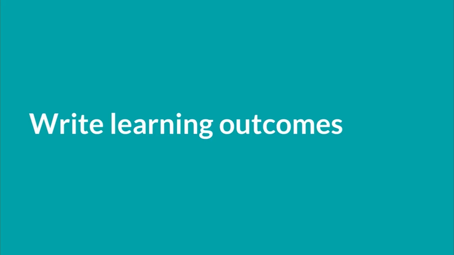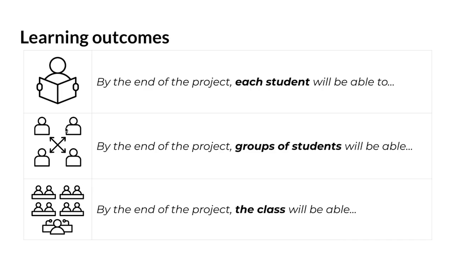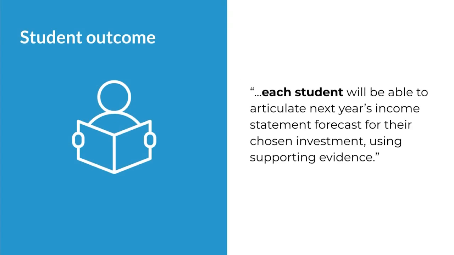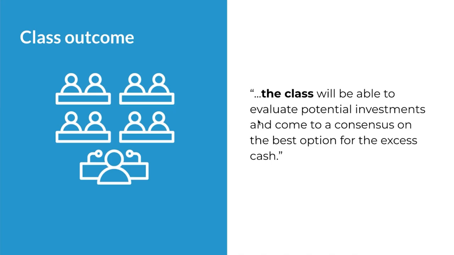Outcomes are what you expect students to achieve by the conclusion of the project. Unlike individual assignments, group projects have several learning outcomes at once, including outcomes for groups and even the class as a whole. For example, the student outcome for this assignment is, at the conclusion of the project, each student will be able to articulate an income statement forecast and provide evidence. Whereas groups will give a presentation featuring key metrics to persuade investors. Finally, the class will evaluate investments and form a consensus on the best choice.